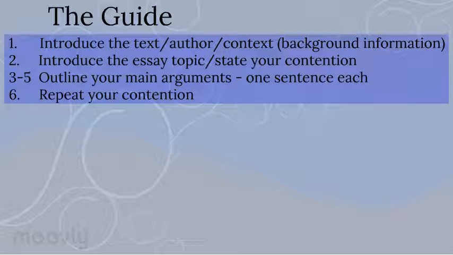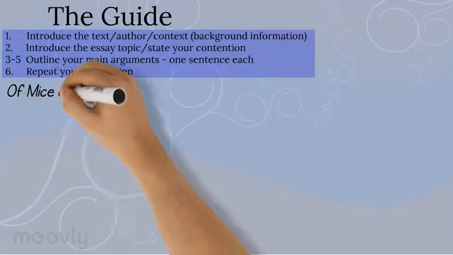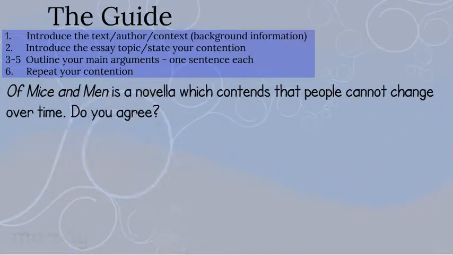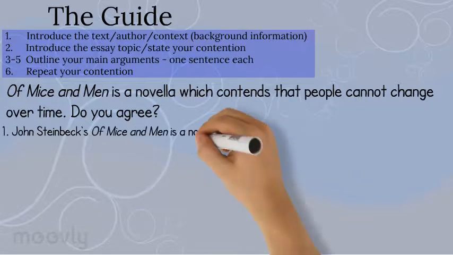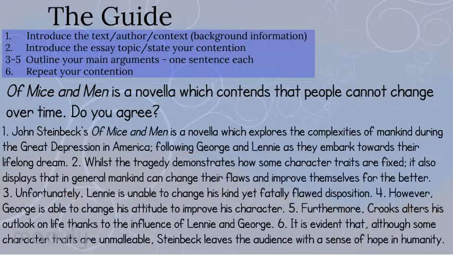Okay, so let's have a look at what this would look like. For my introduction, I'm going to be answering the following essay question. Of Mice and Men is a novella which contends that people cannot change over time. Do you agree? In my introduction, I've written out the numbers which follow the guide so that you can have a look at how I did each of those key things in my introduction.